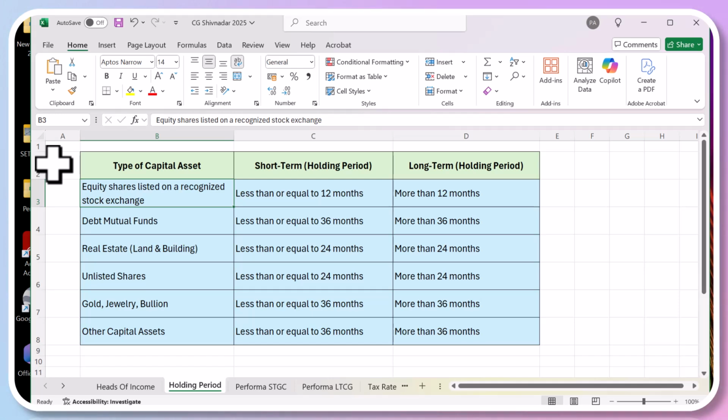For example, if you sell shares within 12 months and have made profits, you are subject to pay 15% tax. I'm just telling you, we'll be covering that later on. And if you sell those shares after 12 months, then you have to pay 10% tax, and up to 1 lakh, apart from your basic limit, is exempt from tax. So the first head is equity shares listed on a recognized stock exchange. Here we are talking about shares listed on a recognized stock exchange, not shares which are not listed. Then we have debt mutual funds.